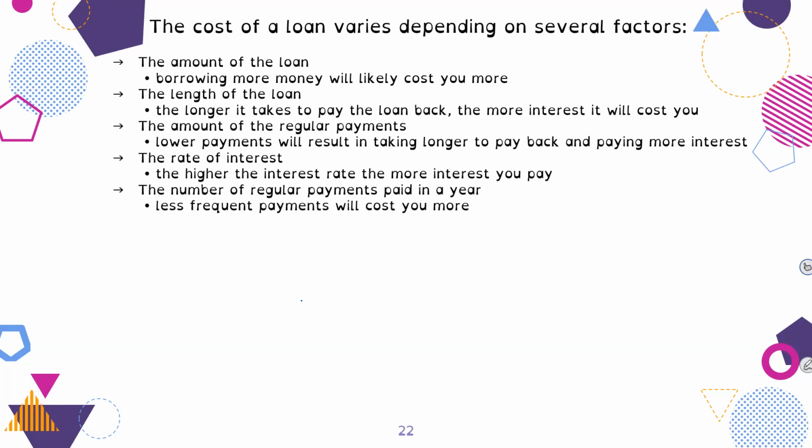The length of the loan: the longer it takes for you to pay the loan back, the more interest it's going to cost you. The amount of the regular payments: if you have a smaller payment, it's going to take longer to pay back, which means you're paying more interest. The rate of interest: the higher the interest rate, the more interest you pay. And the number of regular payments paid in a year: the less frequent your payments, the more it will cost you because you're not paying as often.